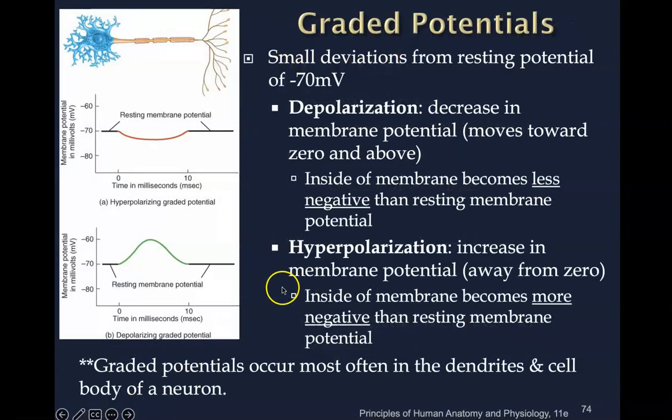So let's get into how this happens. Our graded potentials are just these small deviations from our resting membrane potential. Remember, resting membrane potential is negative 70 millivolts. We can have two different types of graded potentials, and this makes graded potentials different from action potentials, in that we can go two separate ways. We can have a depolarizing graded potential, and we'll talk about this a little later in this lecture. This is called an excitatory potential.